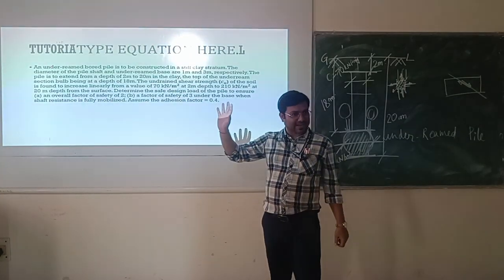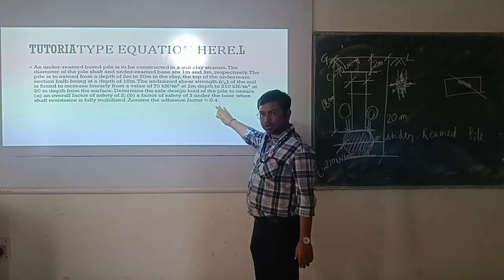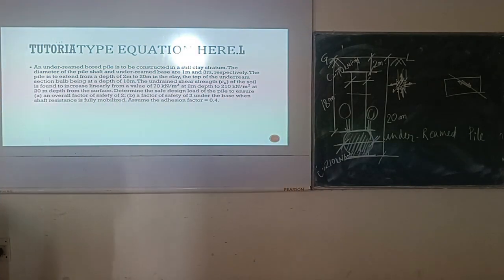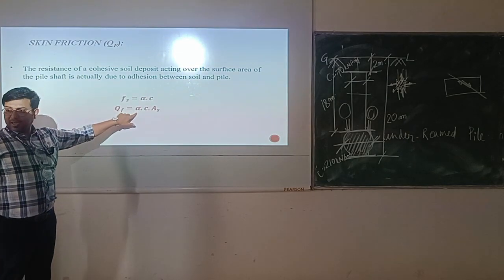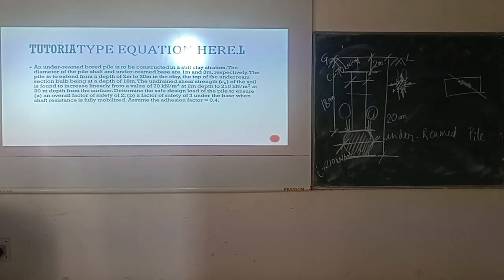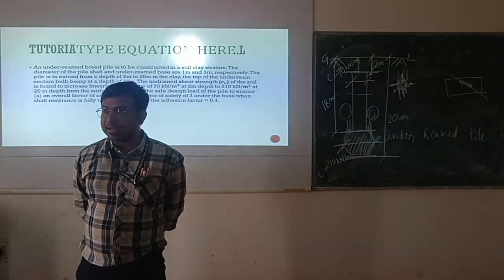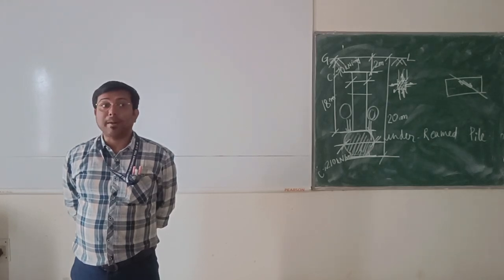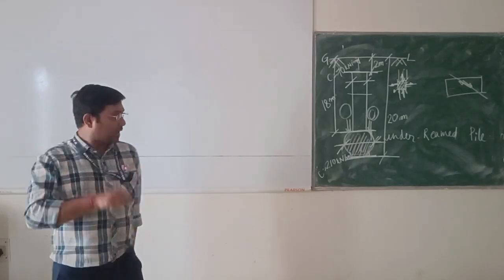Understand now? So this is the thing, and I have given here the adhesion factor also. Adhesion factor means alpha. You are all forgetting, it was there just yesterday. This alpha is given, but as your syllabus prescribes that we have to follow the IS code provision. In the IS code provision, alpha can be determined from a plot of undrained shear strength and adhesion factor.